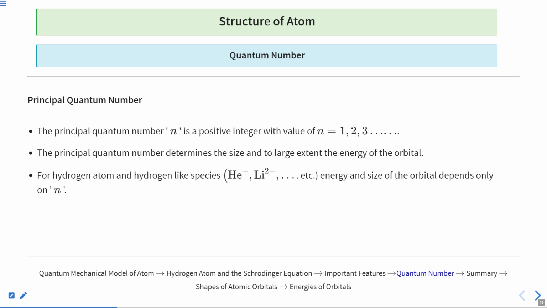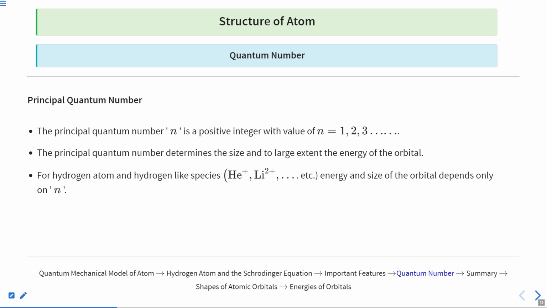The first one is the principal quantum number. It is basically related to their energies. As we have seen this quantum number earlier also, when we say something is in the first shell, the second shell, or the third shell, the number we are talking about is the principal quantum number. That number is referred to as the principal quantum number in the quantum mechanical model. Okay, clear?